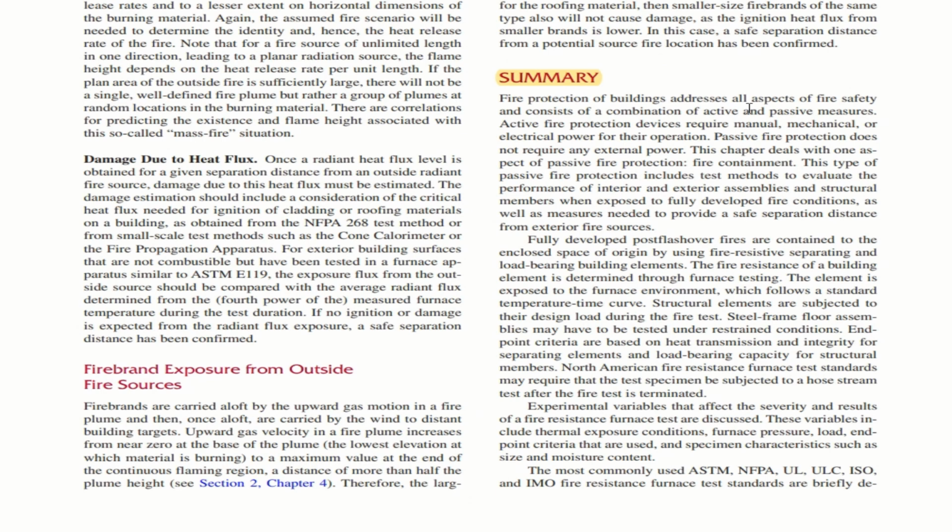Fire protection of buildings addresses all aspects of fire safety and consists of a combination of active and passive measures. Active fire protection devices require manual, mechanical or electrical power for their operation. Passive fire protection does not require any external power. This chapter deals with one aspect of passive fire protection, fire containment.